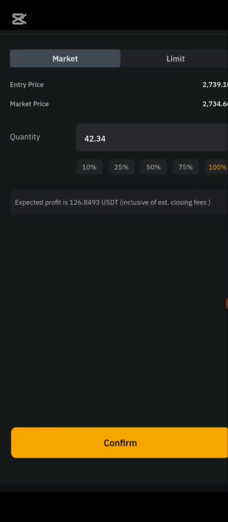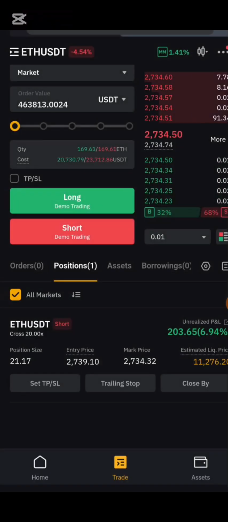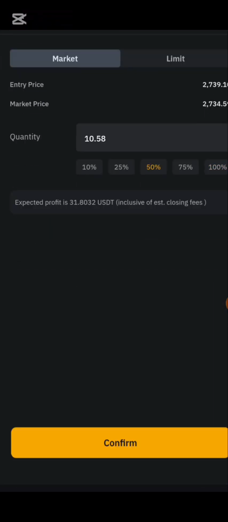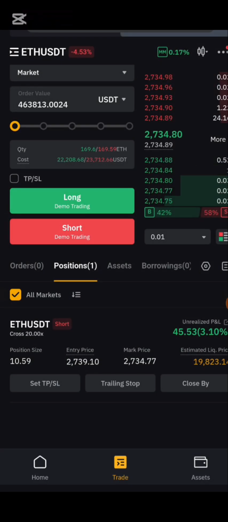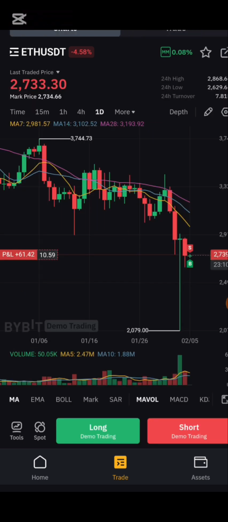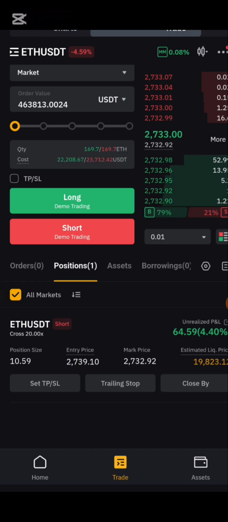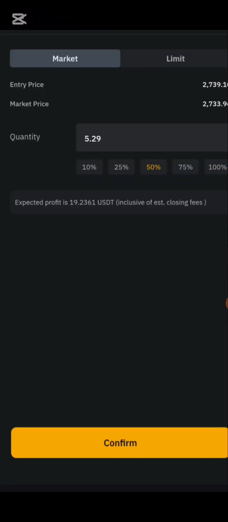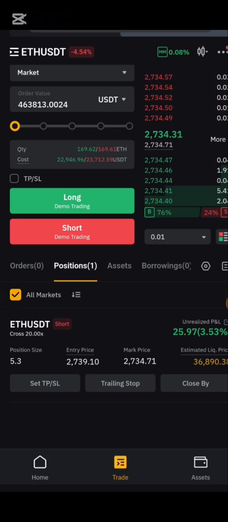You keep taking, okay? And once you are doing this, always go to the chart and check the chart, okay? Don't be carried away, okay? Keep checking the profit. I'm closing this trade right here, okay?